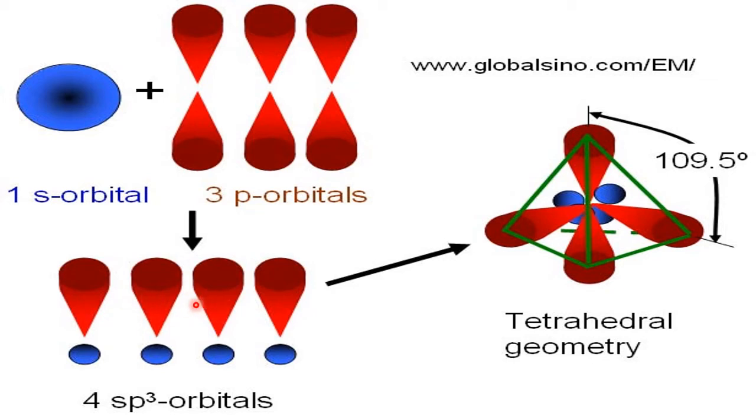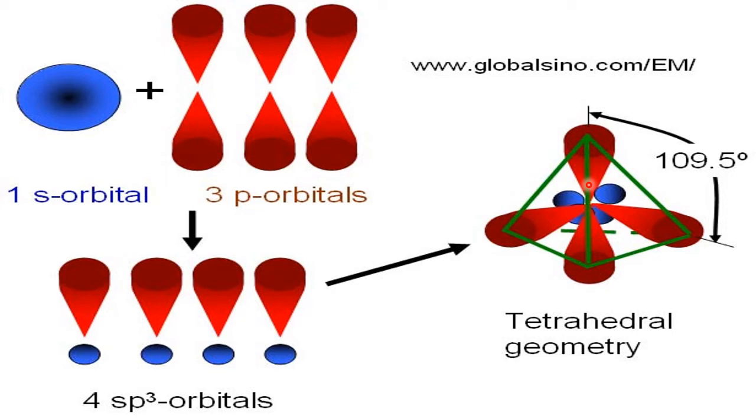Now they will orient in space in such a way, keeping in mind least repulsion. After the orientation, finally they will acquire this shape. These are the sp3 hybrid orbitals of carbon, and the shape is given like what?